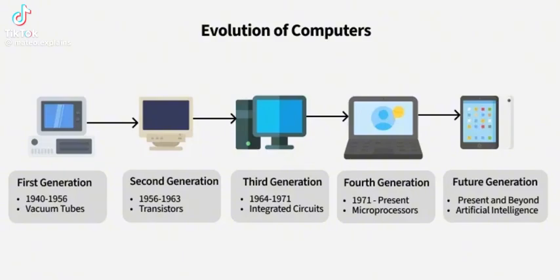Today we're diving into the fascinating journey of computer evolution, from bulky machines powered by vacuum tubes to the sleek AI-driven devices we use today. Let's break it down generation by generation, using visuals to guide us through history.